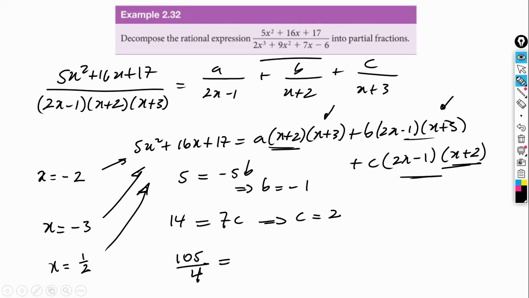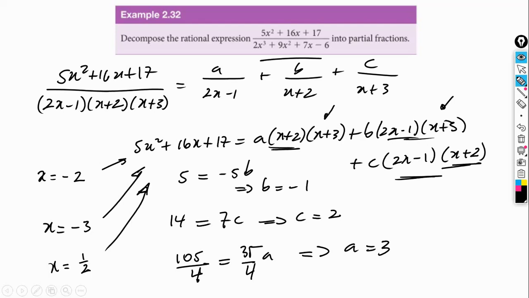So this is going to equal now. Notice that this will be 0, and this will be 0 here as well. So we're only going to be left with a times x plus 2 times x plus 3, which is 1/2 plus 2 times 1/2 plus 3, and that's going to give us 35 fourths a. And then here, solving for a, we're going to get that a is equal to 3.